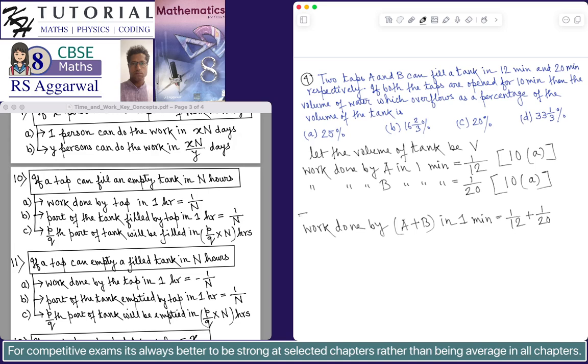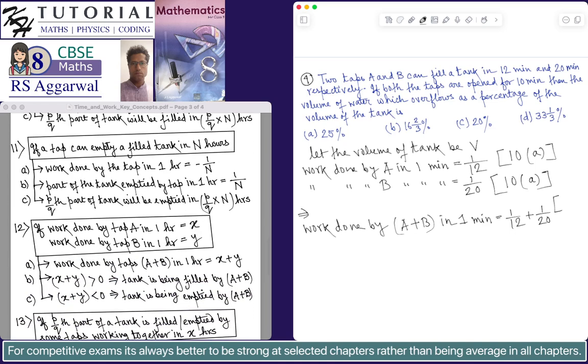Now we can say this implies that work done by A plus B in 1 minute will be 1 by 12 plus 1 by 20. Here we have applied which concept? That is concept 12A.